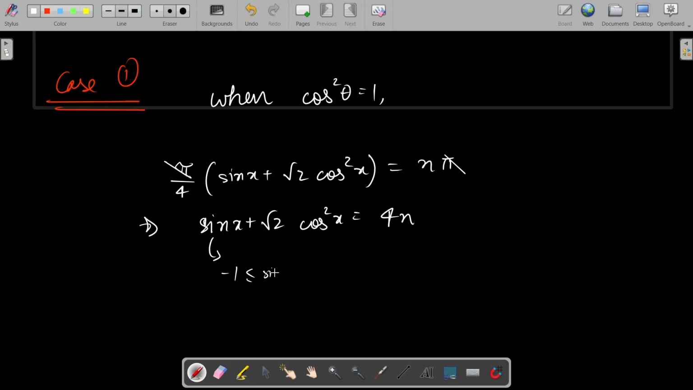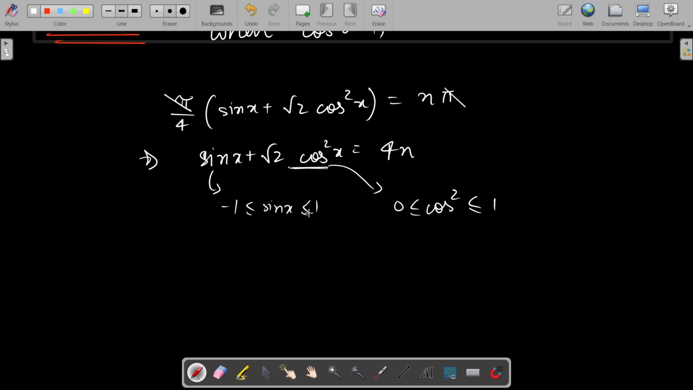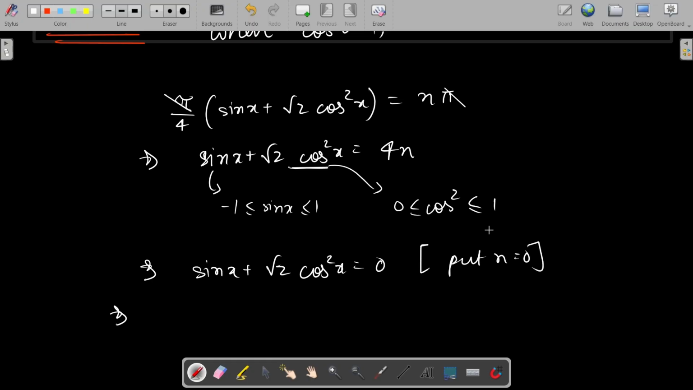Now, if you see one thing, the range of sin x is −1 to 1, and cos²x is between 0 and 1. So at any value of sin x and cos²x, this can never be equal to 4n, because that's too large. So the only possible value of n is 0, giving sin x + √2 cos²x = 0. Because 4 is too large, we put n = 0. That's the only possible value.